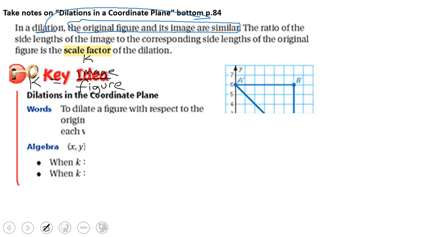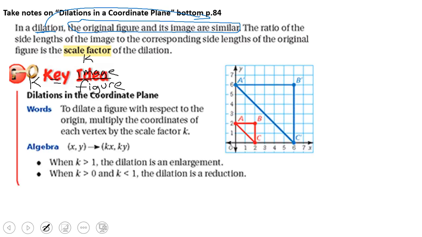So here's where it said that right here. It said, to dilate a figure with respect to the origin, multiply the coordinates of each vertex by the scale factor, and here's where it showed you that scale factor is in fact K. So what does that mean when it says that? Putting it in algebra, you have these points right here, X and Y, and so to get the new image, you multiply the X coordinate by K and the Y coordinate by K to get the new coordinates.